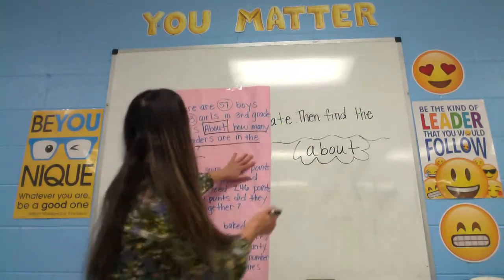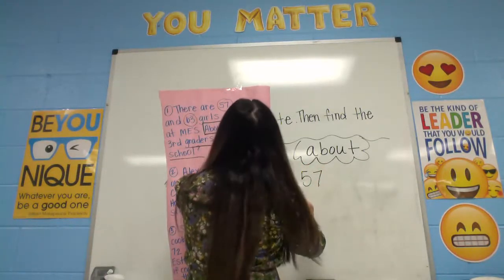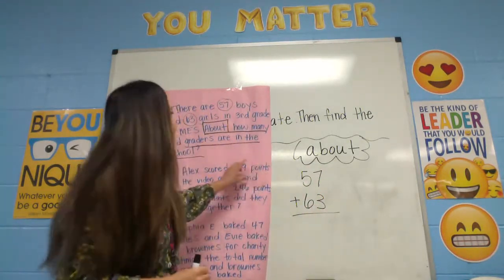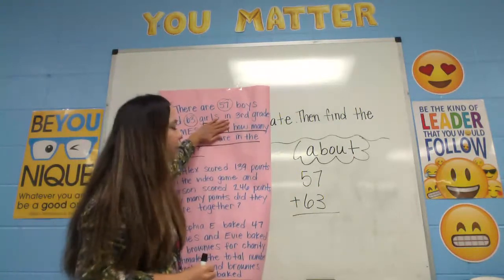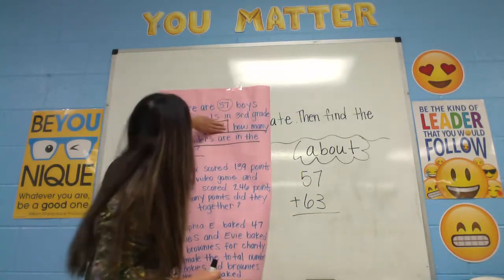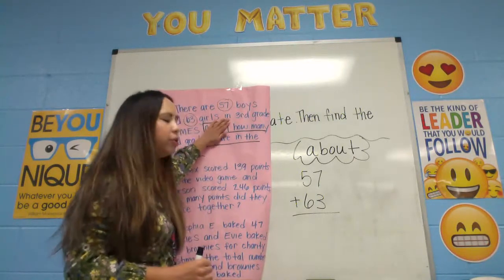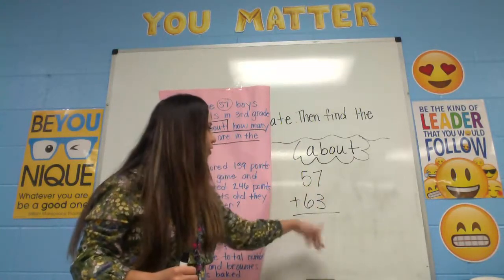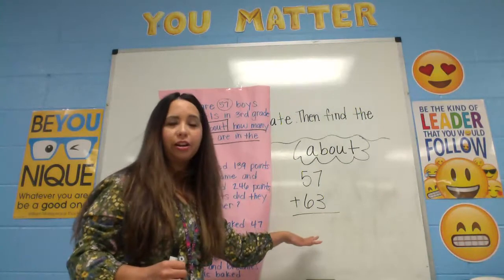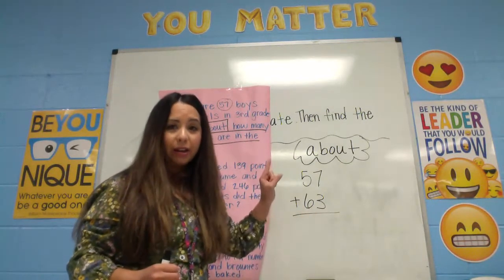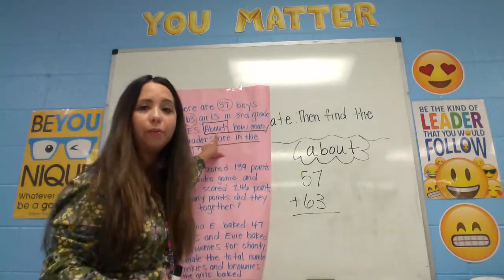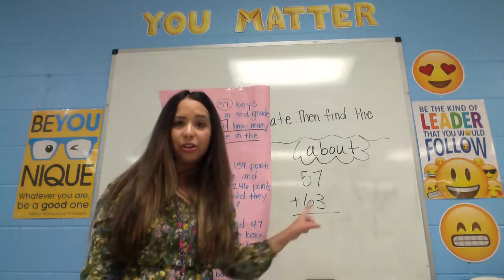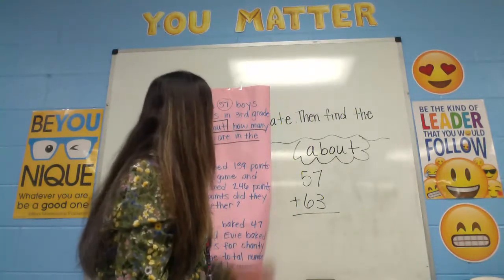So let me write the original problem. So there's 57 boys, 63 girls at MES. We want an estimate because it says about. Now, if there wasn't this word about and it just said how many 3rd graders are in the school, then boys and girls, we would just add to get the exact answer right here. We can regroup, we can use a break apart strategy, we can do those things. But that clue word, about, in the word problem, lets us know we're going to estimate. So since I'm estimating, let me round to the nearest tens, because tens place is the greatest place value.